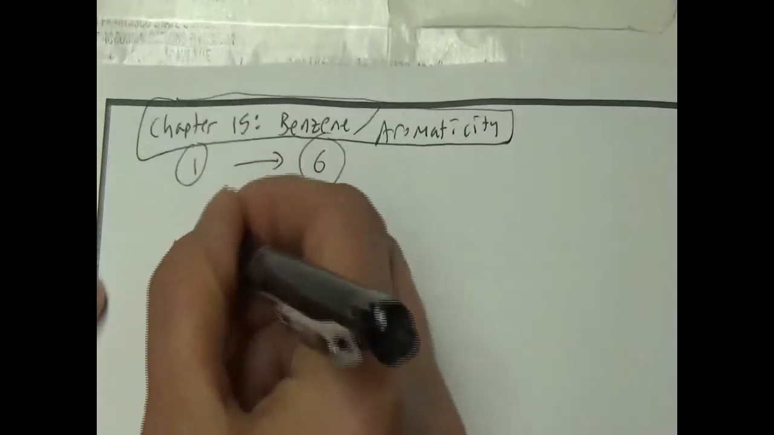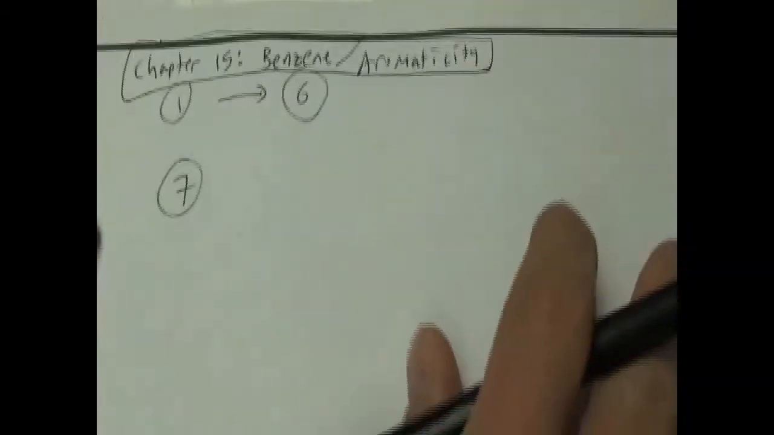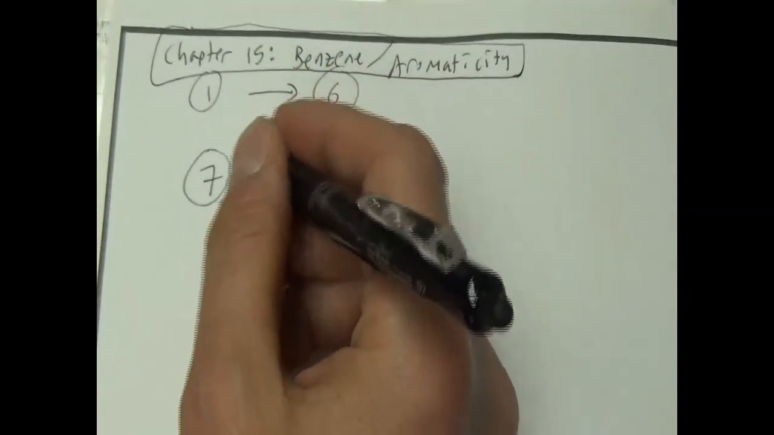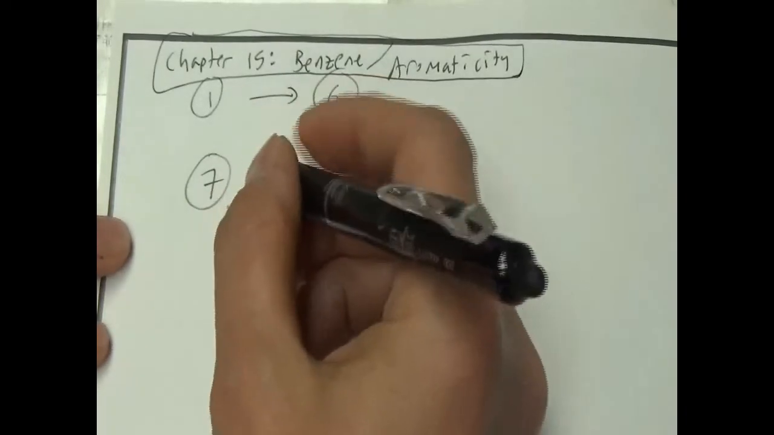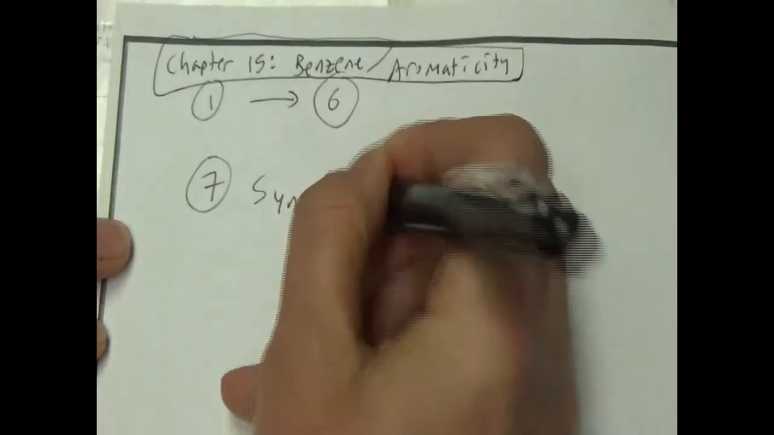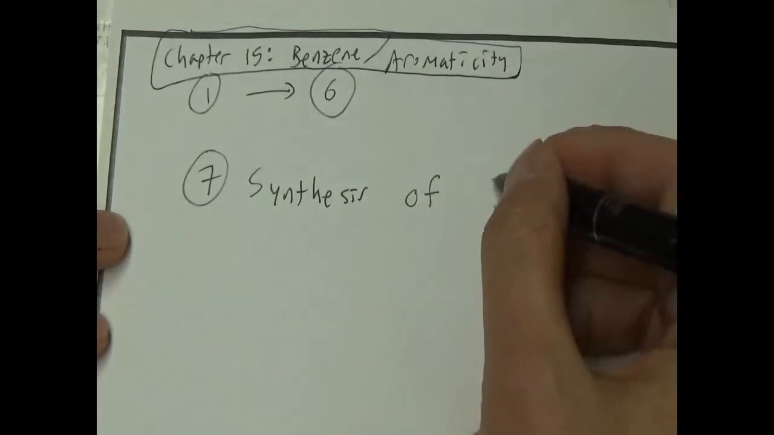Now we're on to the reactions. So this first one's number 7. Number 7 is kind of like the general type of reactivity that all the benzene derivatives have. So we see it's synthesis of benzene derivatives.